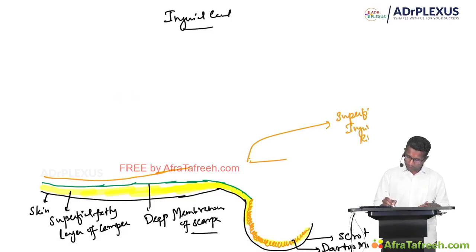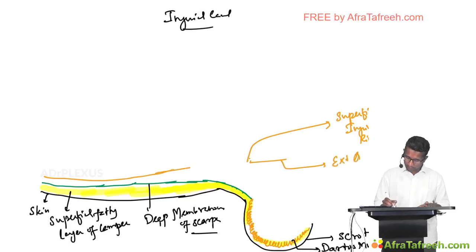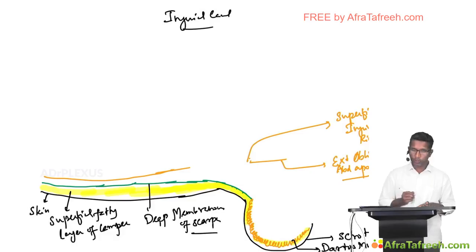Okay, this is called a superficial inguinal ring. And what is this muscle? This is external oblique. This is the external oblique abdominis muscle aponeurosis.